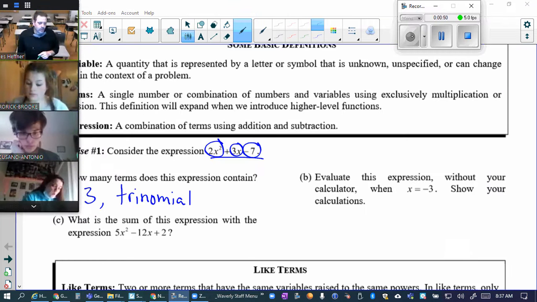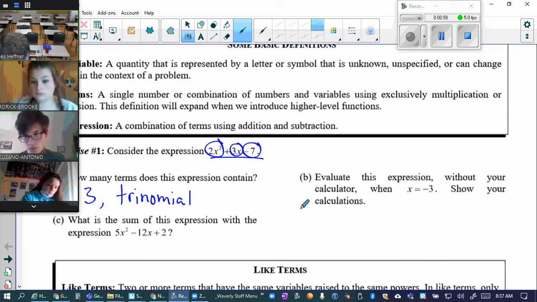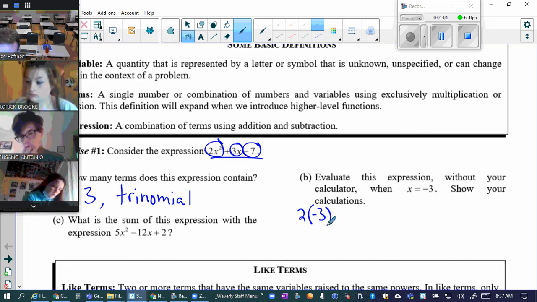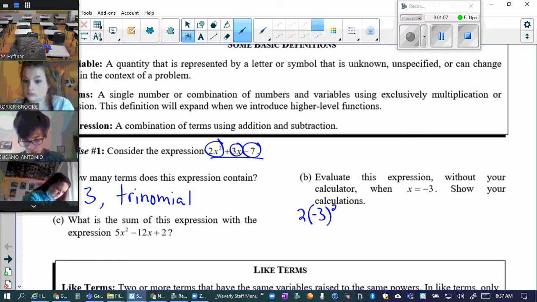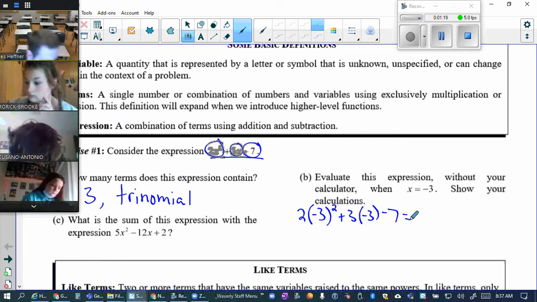They'd like us to evaluate this when x equals -3. So what do we do with that? Wherever there's an x, we replace it with what? -3. So we put it in there with parentheses like that. So 2 times -3 squared plus 3 times -3, minus 7. And a lot of these you'll be able to do in your head. Order of operations. You guys remember that? PEMDAS or whatever it is. So what gets done here first?